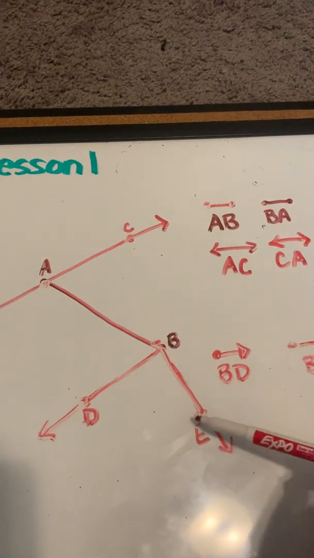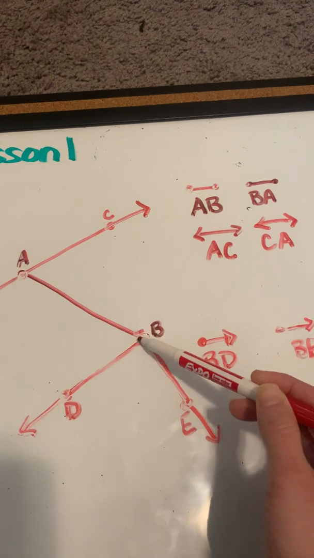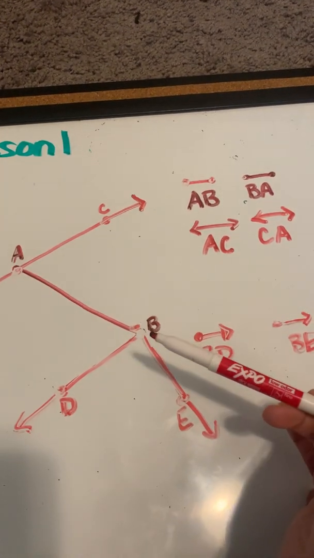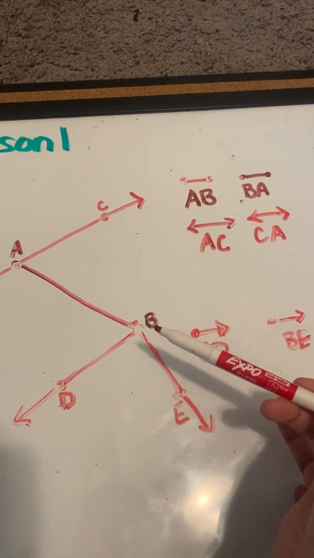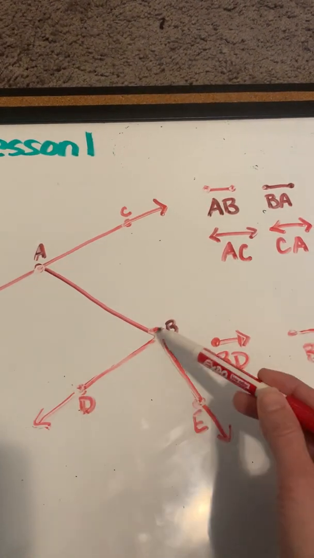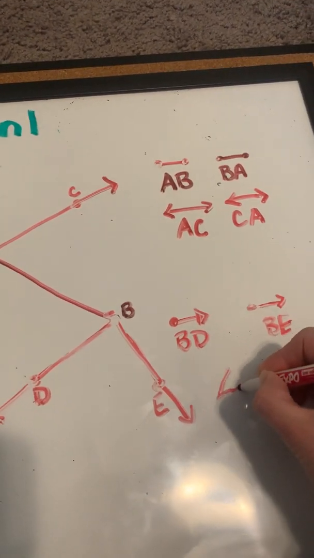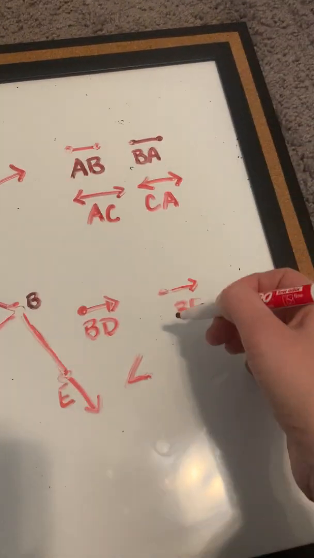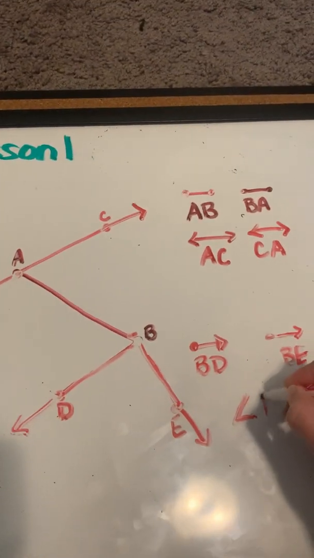So any rays like this that share the same end point is called an angle. Okay, so we created an angle. So we would call this angle DBE, and I would label it like this. Do you see this little symbol here? Okay, that's called an arc. Okay, and I'm going to call it DBE.